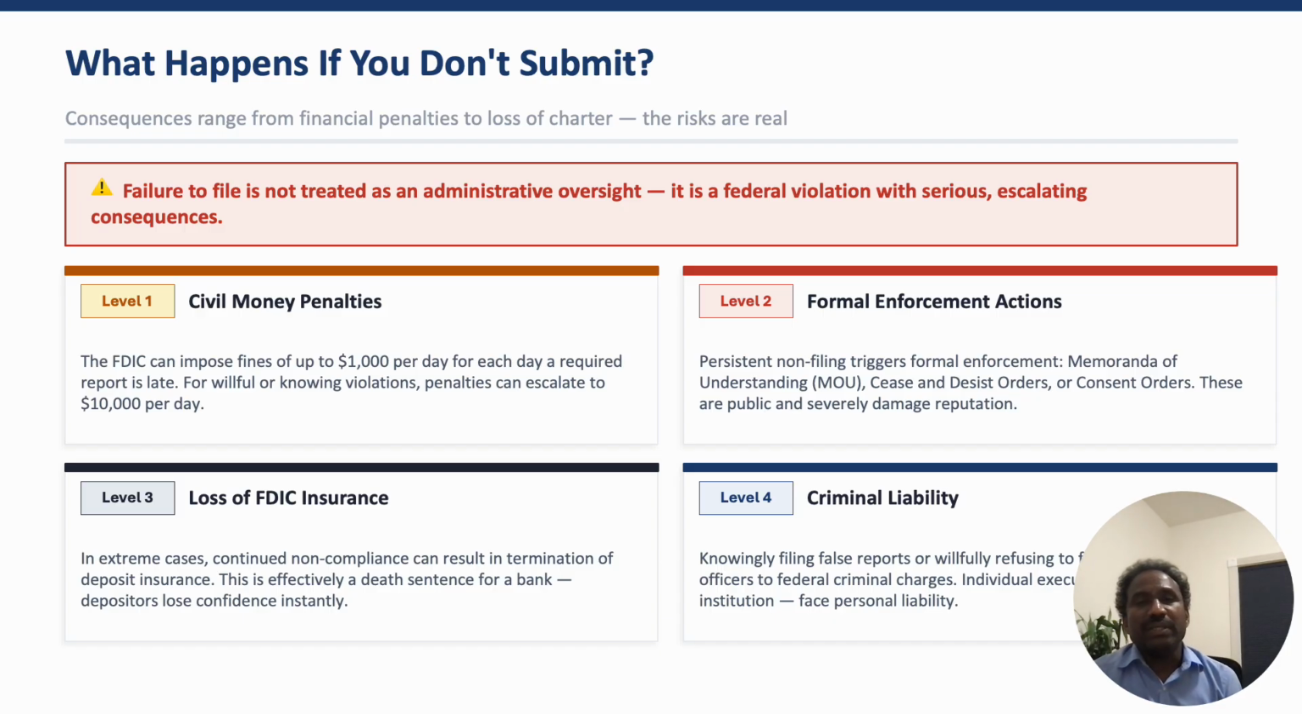So what happens if the bank does not submit the report to the FDIC? There are a couple of levels. The first one is that the FDIC will generally levy a fine. In a given day, it is $1,000 to $10,000.